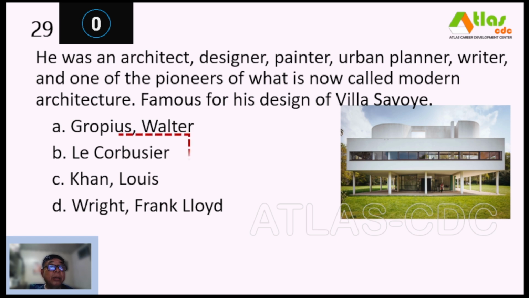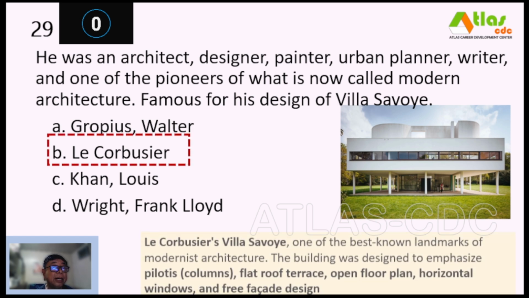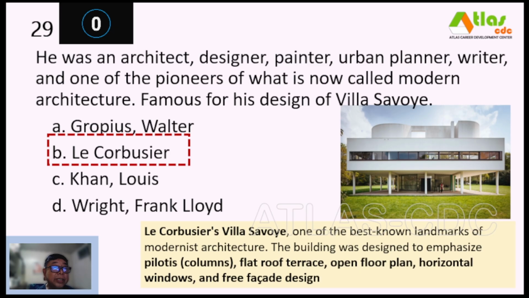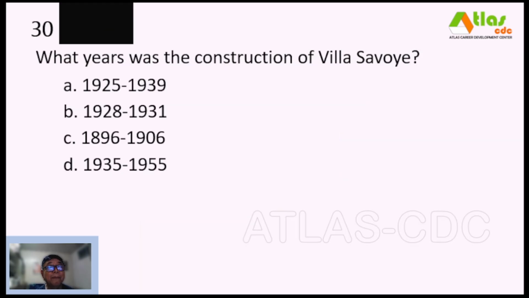And our correct answer is letter B, Le Corbusier. So Le Corbusier's Villa Savoye is one of the best-known landmarks of modernist architecture. The building was designed to emphasize pilotis or columns, the flat roof terrace, open floor plan, horizontal windows, and free facade design. And number 30, what years was the construction of Villa Savoye?